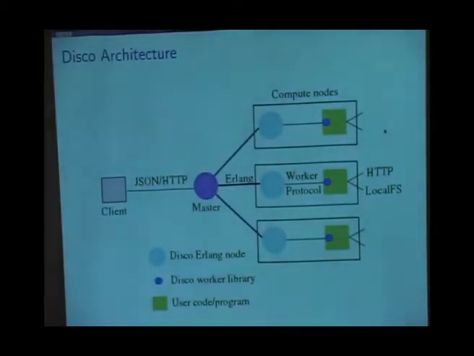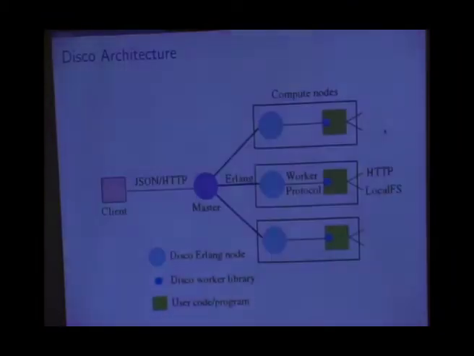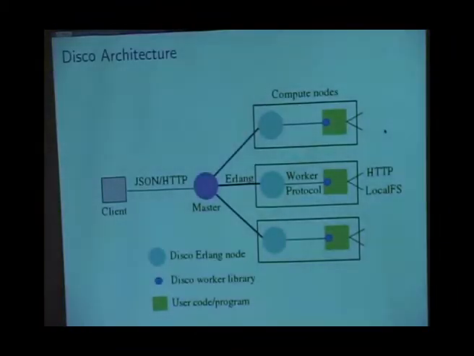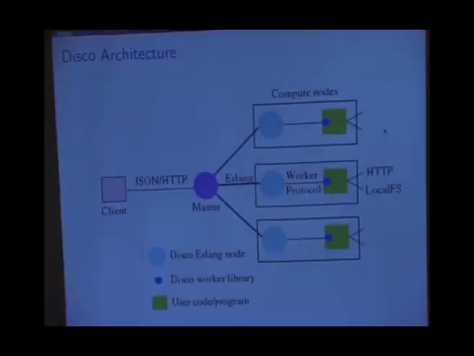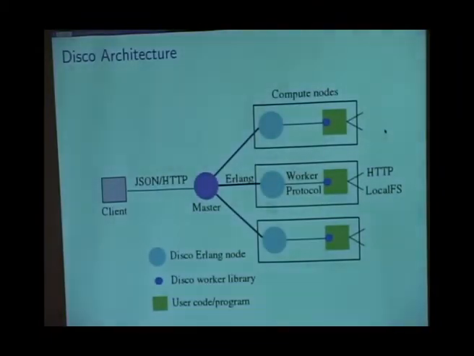Your executable is linked against a library that talks to Disco. That's the small blue circle there. It implements something called the Disco Worker Protocol. It's a very simple protocol. It can be implemented in any language. In fact, you can make any language a first-class citizen of Disco. So we have Python, which is the supported one, and we also have an OCaml implementation of Disco.